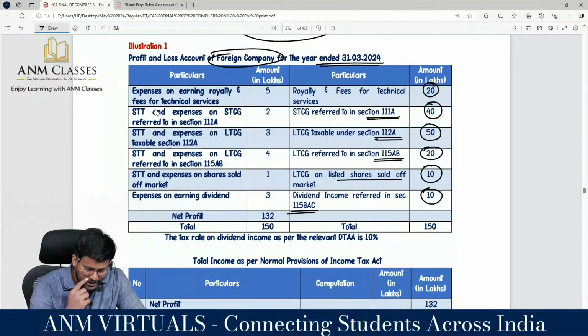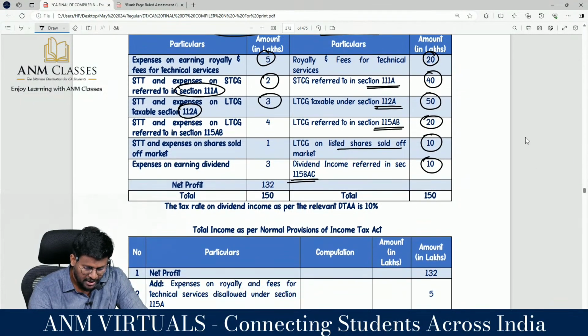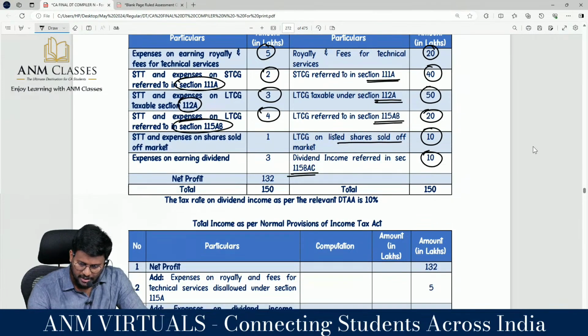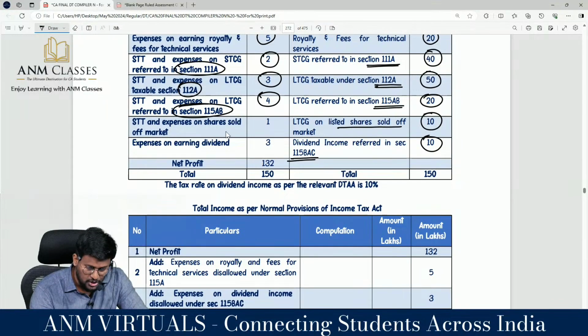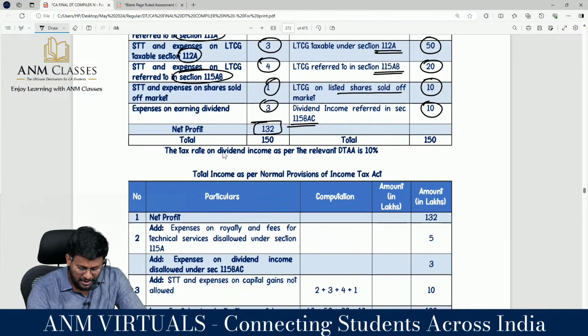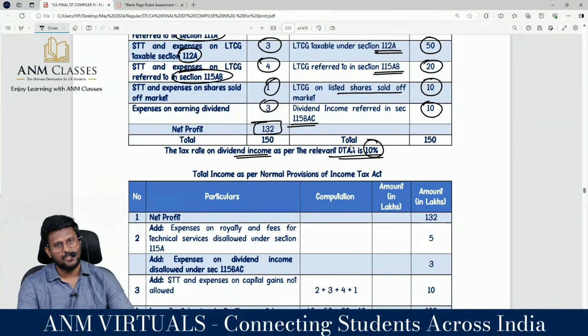Expense on earning royalty and fees for technical services 5 lakh. STT and expense on STCG referred under 111A 2 lakh. STT and expense on long-term capital gain taxable under 112A 3 lakh. STT and expense on long-term capital gain referred under 115AB 4 lakh. STT and expense on shares sold off market 1 lakh. Expense on earning dividend 3 lakh. Net profit is 132 lakh. The tax rate on dividend income as per relevant DTAA is 10%.